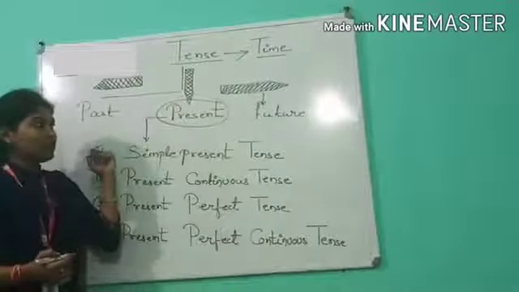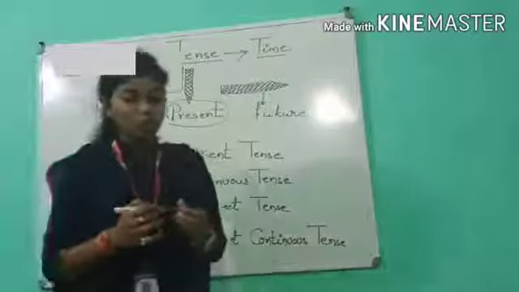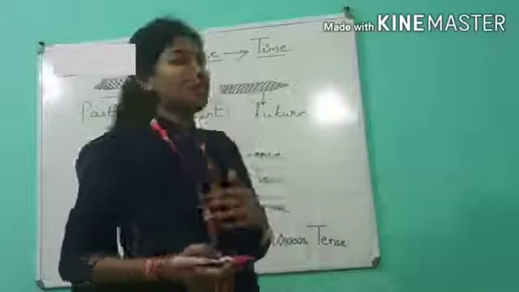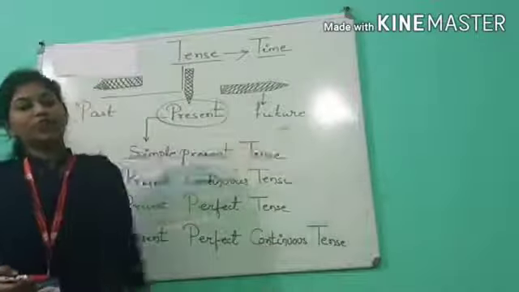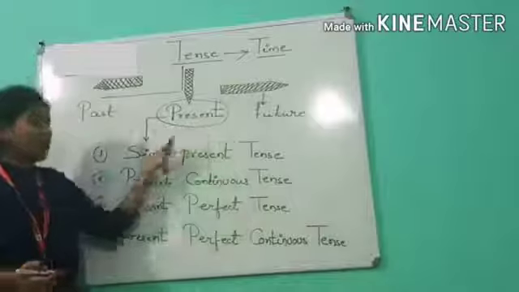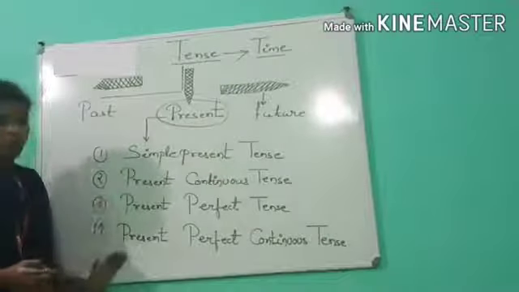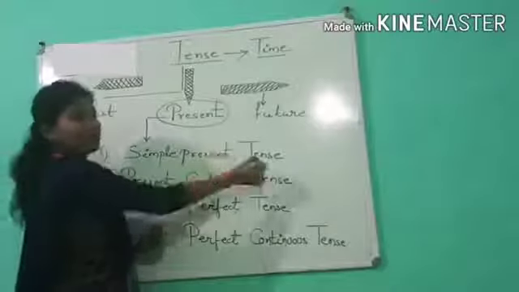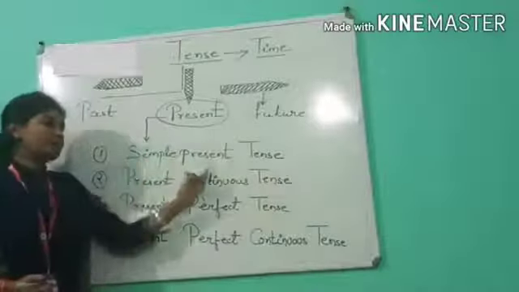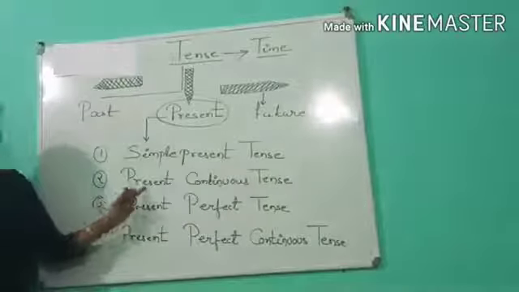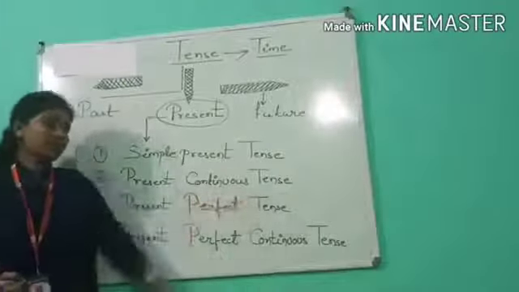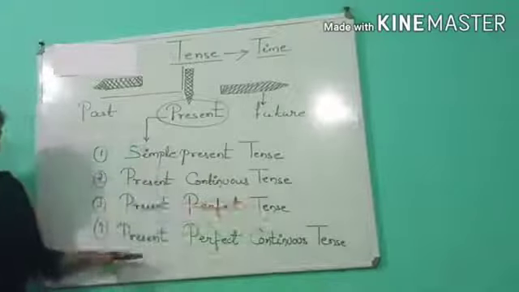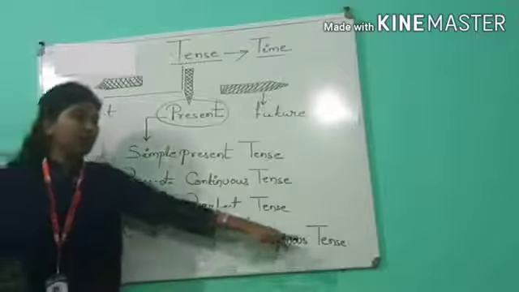If I narrate it to you as a story, it will be like this. There was a king who had three daughters: past, present and future. Again, the present has 1, 2, 3, 4 daughters. So what are the names? The elder daughter's name is simple present tense. The second daughter's name is present continuous tense. The third one is present perfect tense. And the last one is present perfect continuous tense.